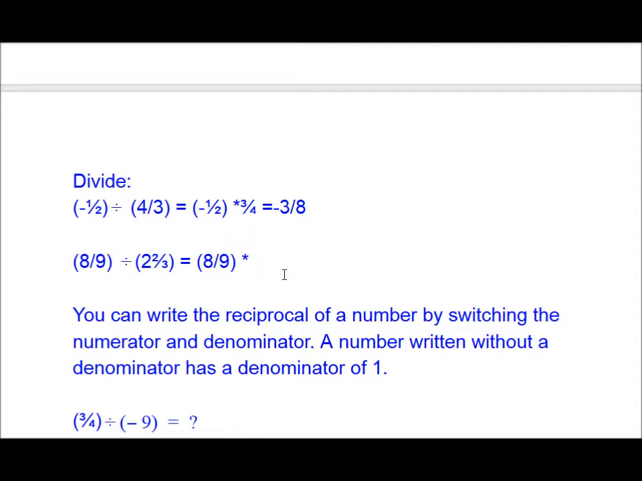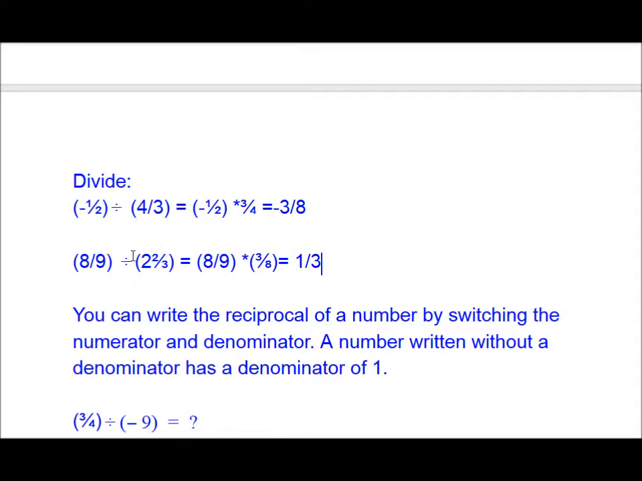8 by 3 is the improper fraction. So reciprocal of 8 by 3 is 3 by 8. 8 by 9 multiplied by 3 by 8. So the answer would be, this 8 and this 8 cancel each other. 3 3s are 9. So the answer will be 1 by 3.